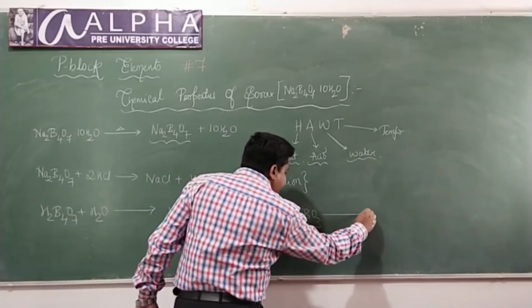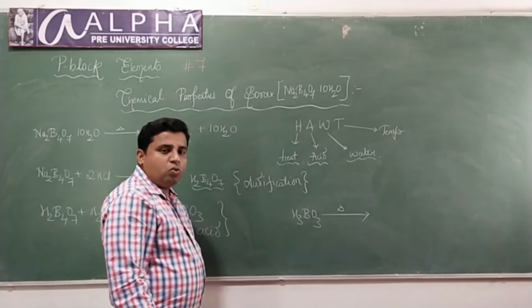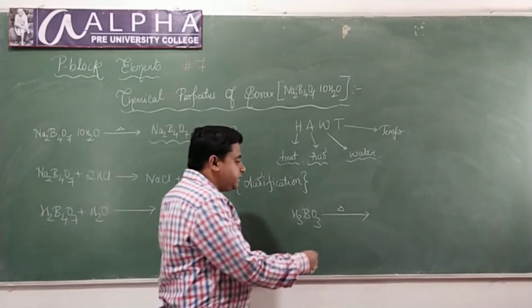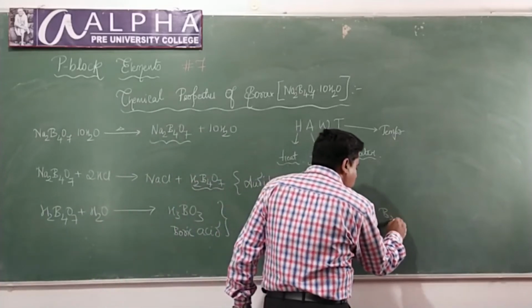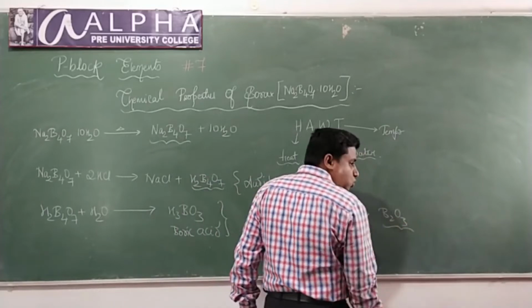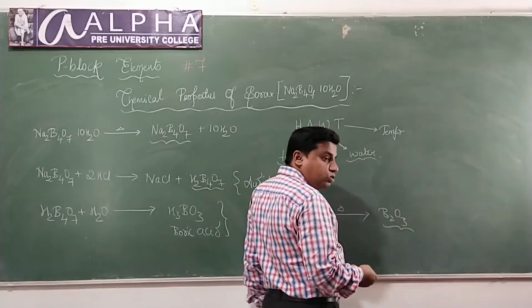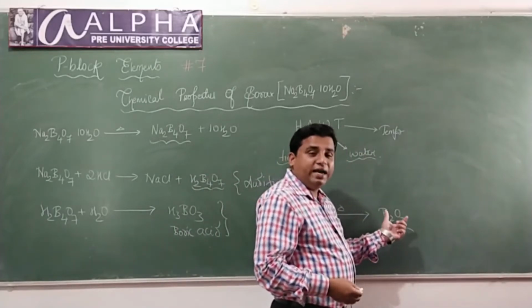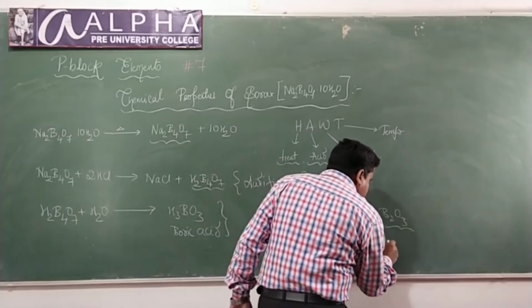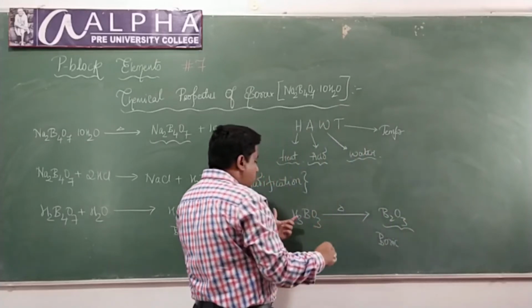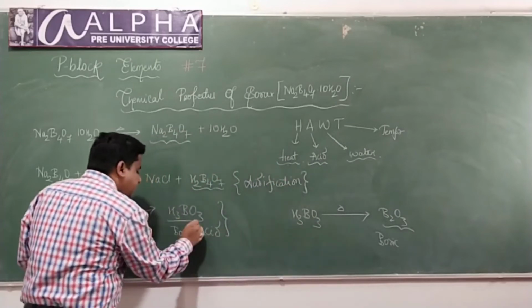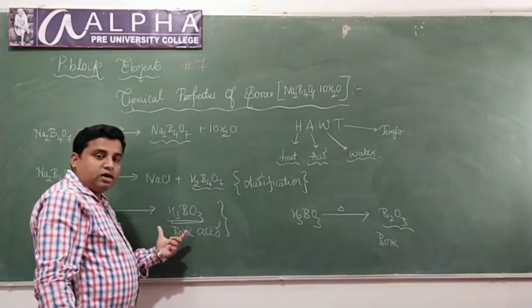H3BO3, heat it. What happens when you heat it? It will give B2O3. What is this B2O3? It is called boric anhydride. Look here. We got H3BO3, that is boric acid, in the third step.